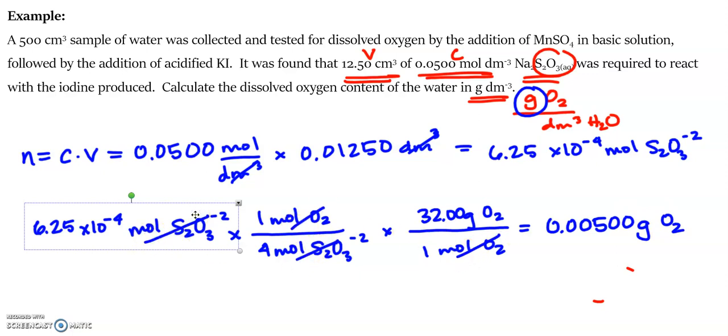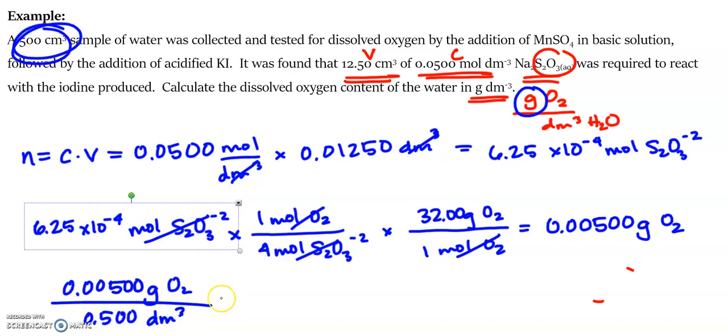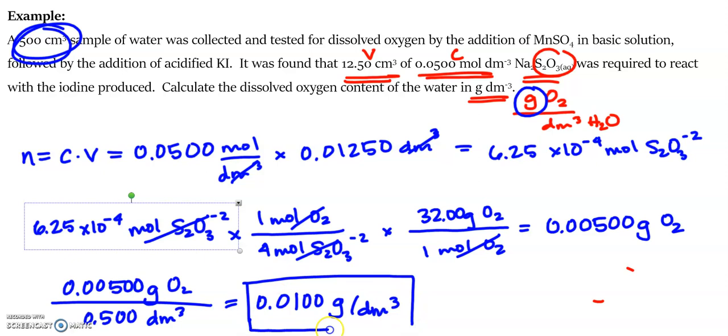Okay, so now the question was, though, how many grams per decimeter cubed? So I've got 0.00500 grams of oxygen over 0.500 decimeters cubed, and that's right here. So it's 0.0100 grams per decimeter cubed. That's our concentration of oxygen in water in grams per decimeter cubed.